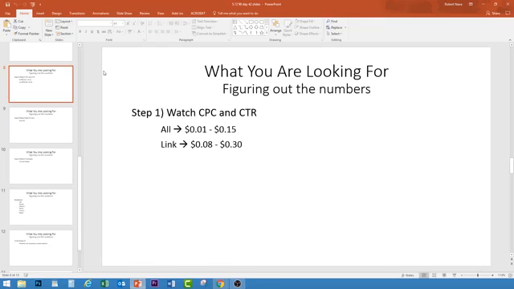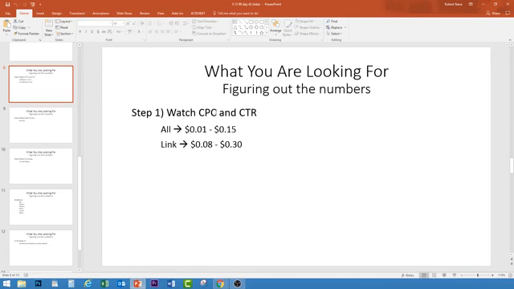So now imagine we've done that. Imagine that we've got some ads up and we've put some content on our store, and now we just want to run some more ads and figure out more about what numbers mean what, and what I should be doing with this campaign. Okay, well, step 1 is you're going to watch for your cost per click.